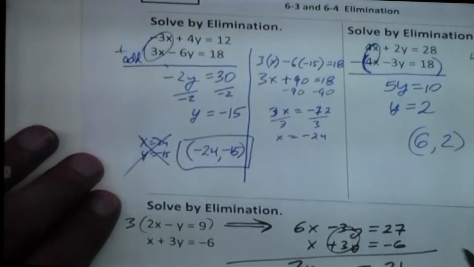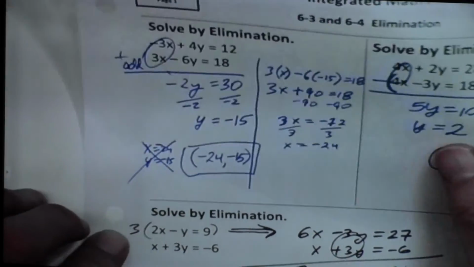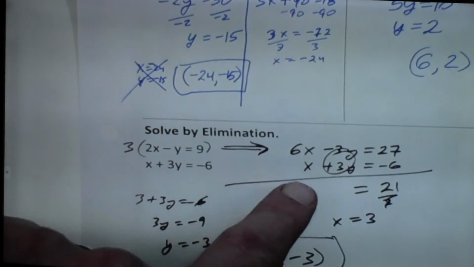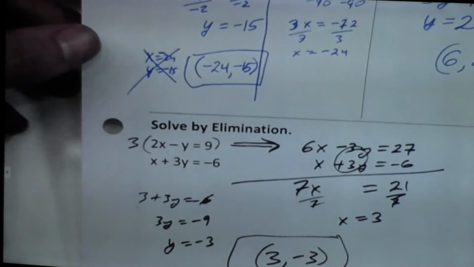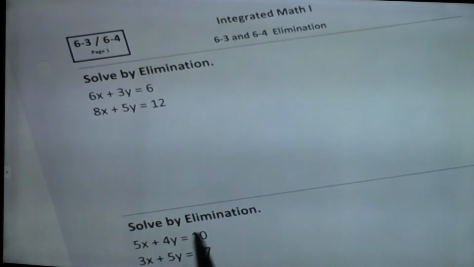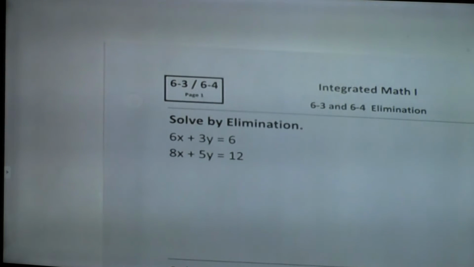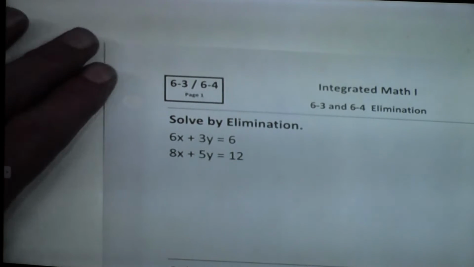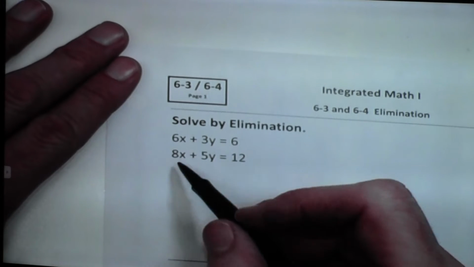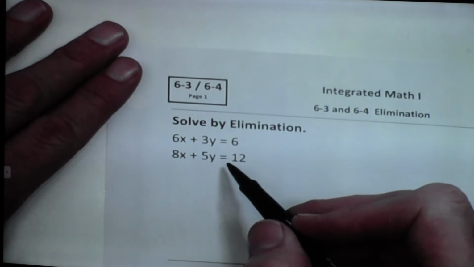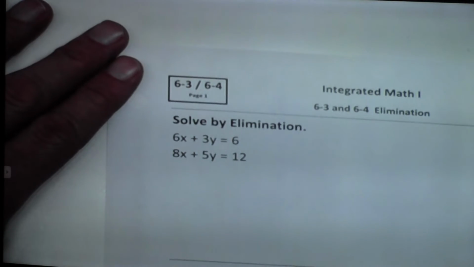But notice here, you can simply add or subtract. Here you have to change one of them, and then you can add or subtract, in this case to add them. Now let's take a look at these problems, because in these, you cannot add or subtract, and I can't change just one of them. I have to change both of them.